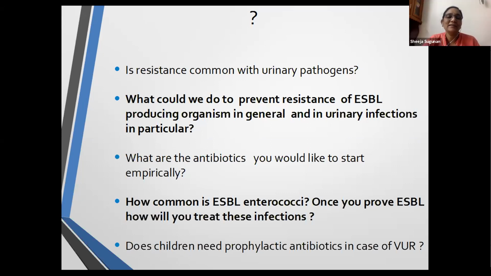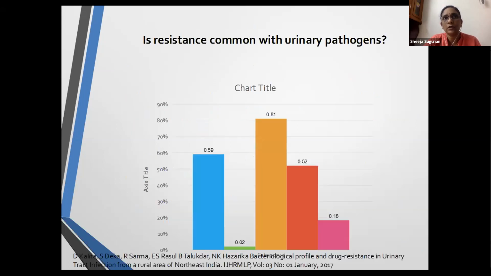Okay, we'll go one by one. Is resistance common in urinary pathogens? Yes, definitely. Resistance is common in urinary pathogens, and we saw in this case also. It is quite common, in fact. But the only difference is that you need to know your local antibiogram, because hospital differences may be there, city differences may be there. Even from India, the different studies that are coming from different parts of India say different percentages of resistance. So you need to know the local antibiogram to decide what antibiotics you need to give. But definitely we need to understand that urinary pathogens do show resistance.